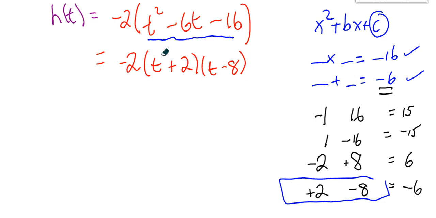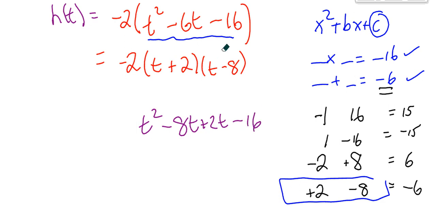The reason why this works is if you now do FOIL, which is the exact opposite of factoring. So I'm ignoring the negative 2, but let's just do FOIL on these two brackets. t times t is t squared. t times negative 8 is negative 8t. Positive 2 times t is positive 2t. And 2 times negative 8 is negative 16.